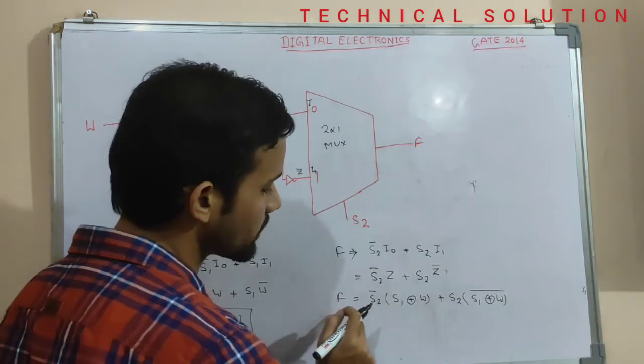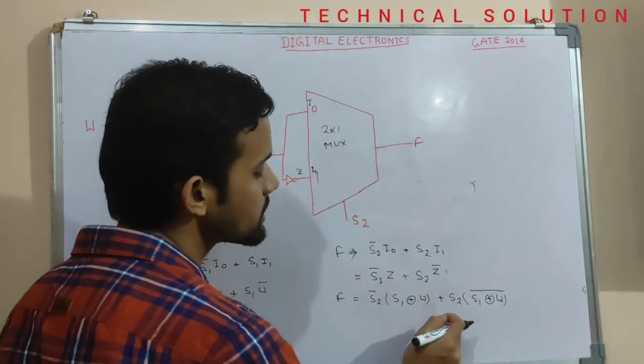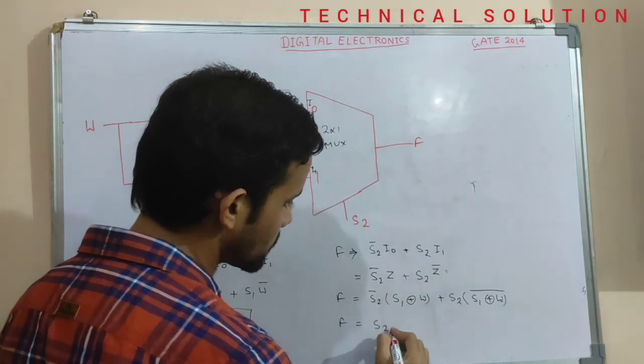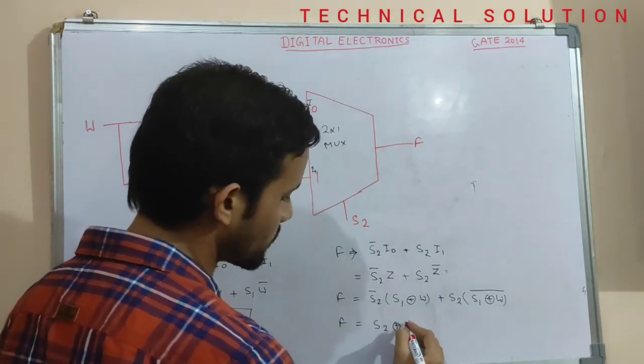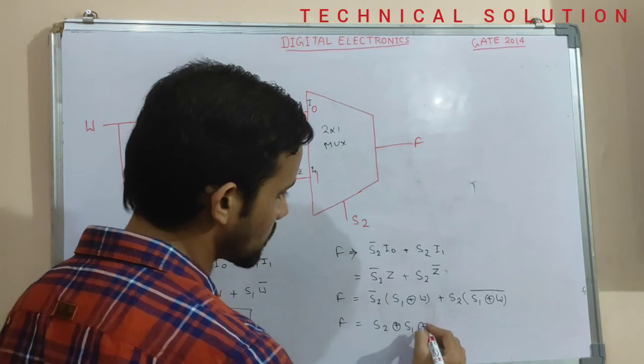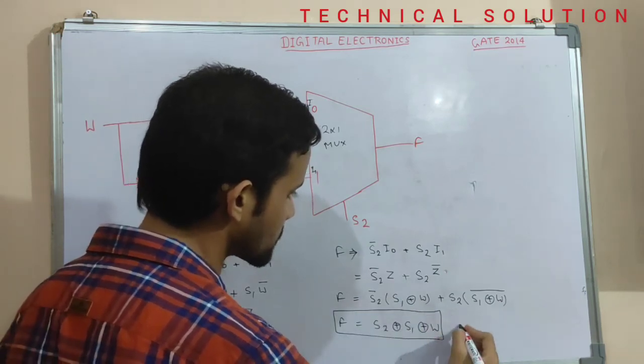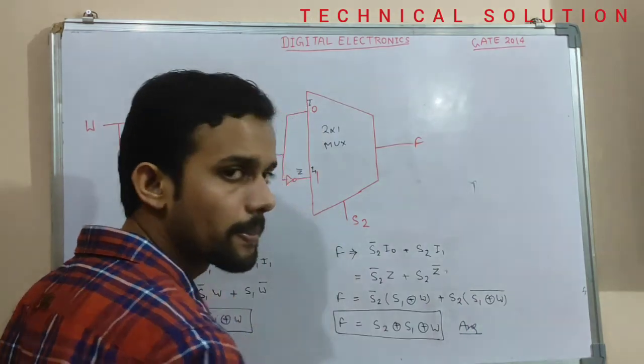It is also in the form of A complement B plus A B complement, so we can write it as S2 XOR S1 XOR W. This is the answer for this question. Okay, thank you.